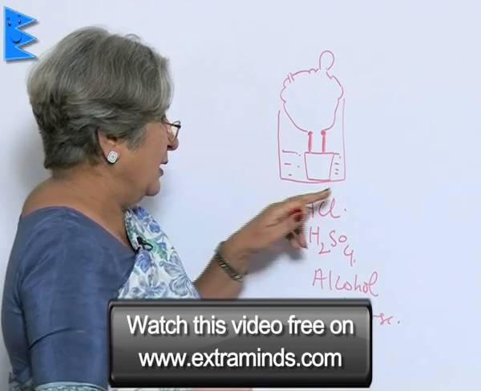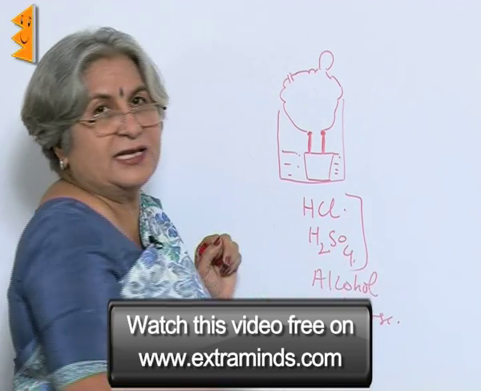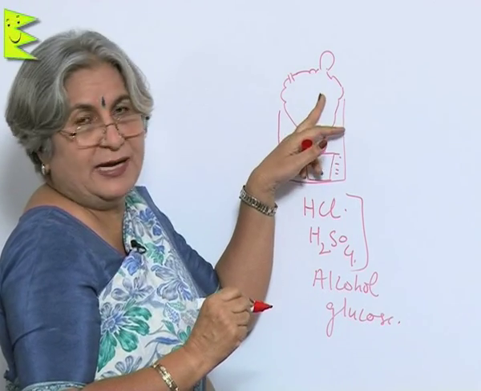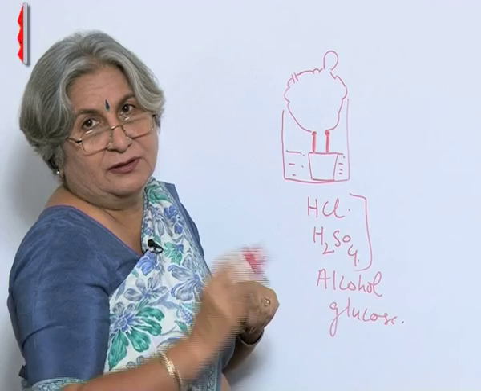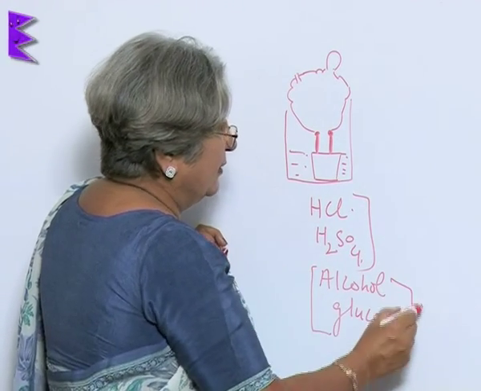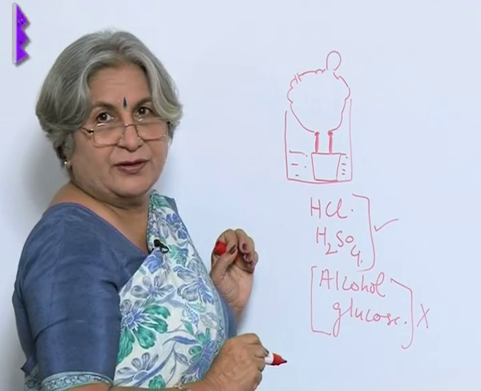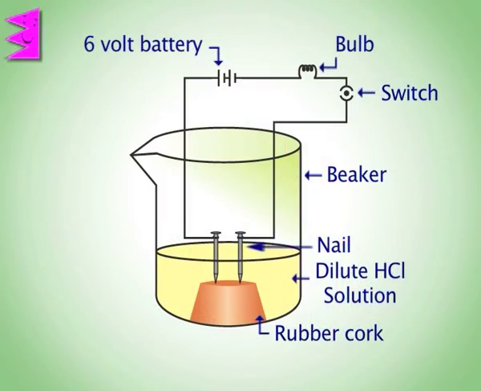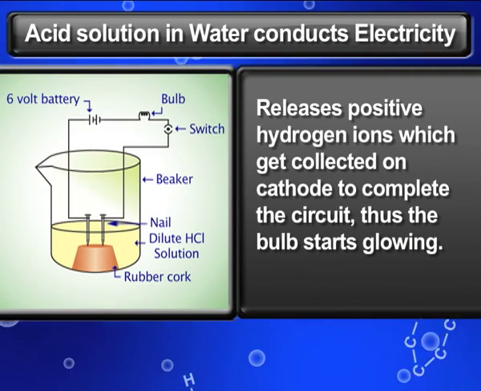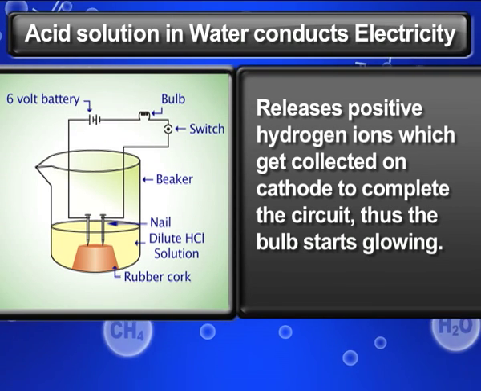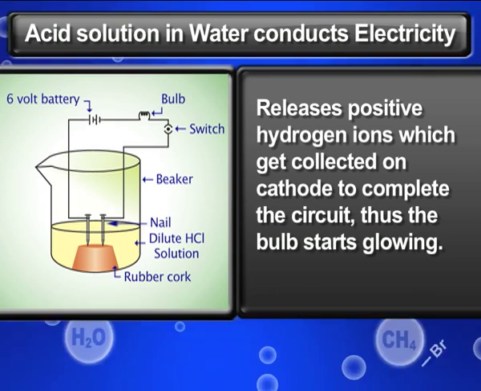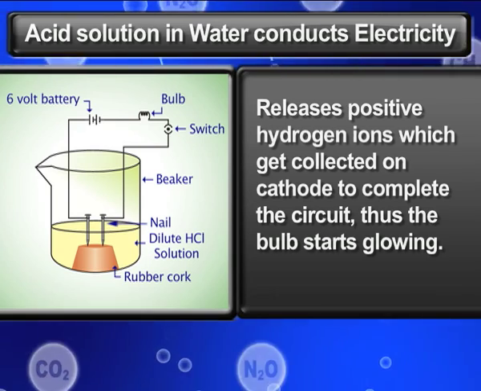So, what we found is that in the case of hydrochloric acid and sulfuric acid, when the circuit was complete, at that time the bulb glowed. But in the case of alcohol and glucose, the bulb did not glow. Now, what happened here? The hydrogen ions were released, and because hydrogen ions are positive and they got collected on the cathode, the circuit was complete and the bulb glowed.